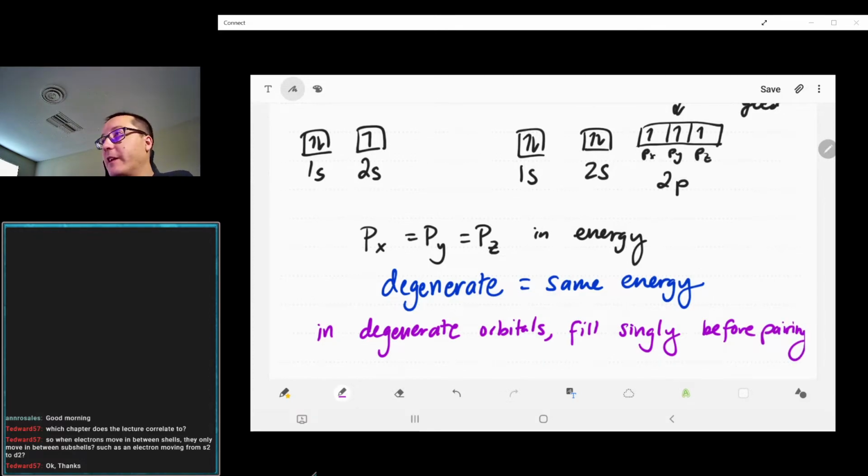Think of it like a hotel. If these three electrons go to this hotel, there are 3 rooms. Why not let them each get their own room? Nobody wants to be forced to shack up. So let's give all the electrons their own room, and we'll start filling the rooms with doubles afterwards. We're always going to fill these singly before pairing them off.